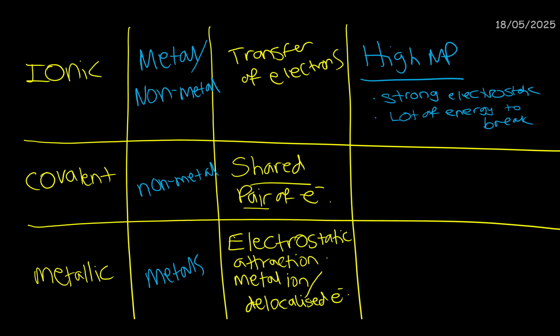Okay, let's have a look at the melting point of covalent. Now, covalent we can split into two. We can split into simple covalent and giant covalent. So let's do that. Simple covalent and giant covalent.